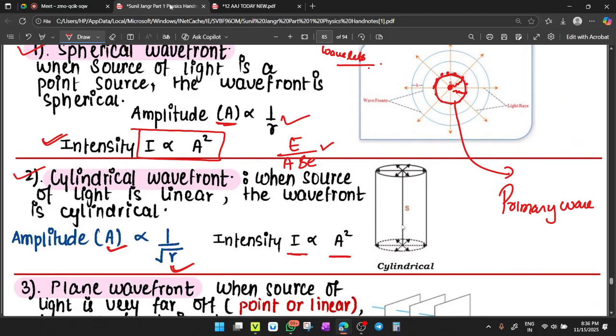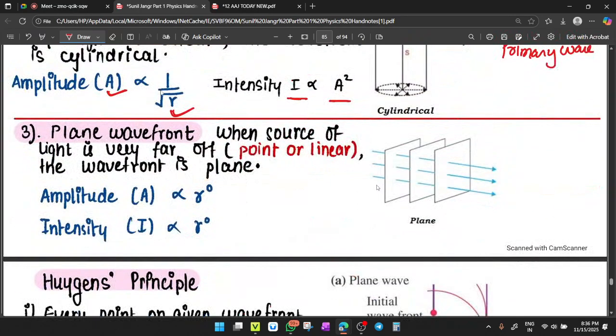So the ray is perpendicular to the wavefront. These are the wavefronts, and these are the rays. Rays will be moving like this. Rays are always perpendicular to the wavefront.